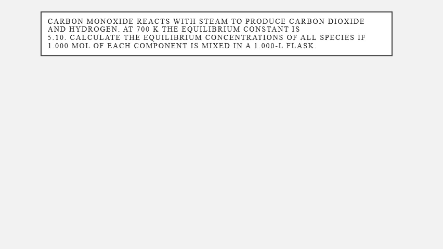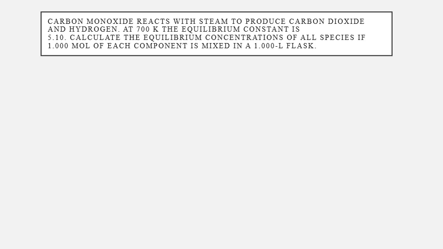So now we're going to look at another example. In this case, we have a perfect square that is going to take place. So for this reaction, we have carbon monoxide reacting with steam to produce carbon dioxide and hydrogen gas at 700 Kelvin. The equilibrium constant is 5.10. Calculate the equilibrium concentrations of all species if 1 mole of each component is mixed in a 1 liter flask.